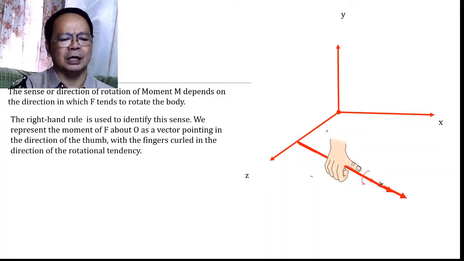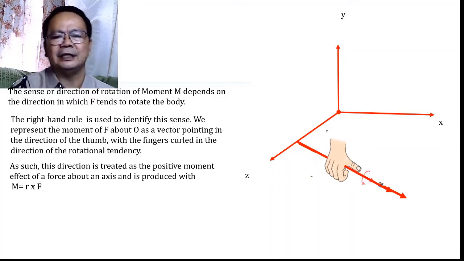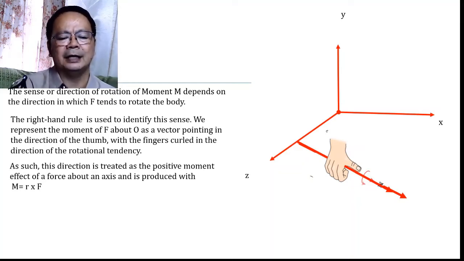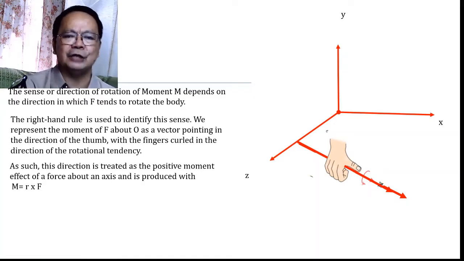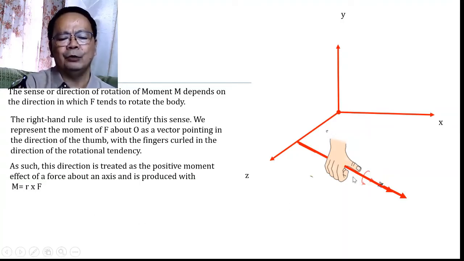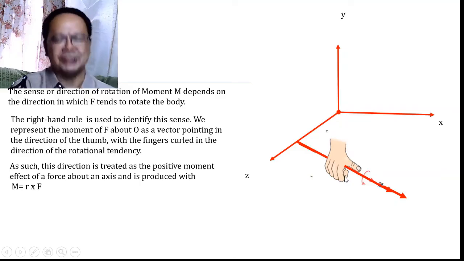So anong ibig sabihin nito? Ang ibig sabihin yan, ang direction na yan is treated as the positive moment effect of force about an axis. Yan daw yung tinatawag natin positive moment effect of the force about an axis. And this direction is produced kapag ang ginamit nating position ng cross product ay R cross F. Kaya yung ating representation ng moment, the position vector comes first because it will be producing moment following the right hand thumb concept or principle.